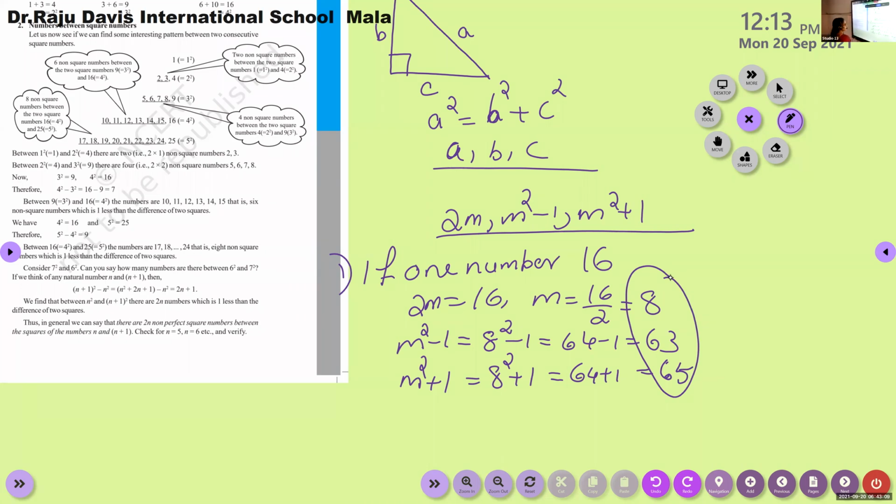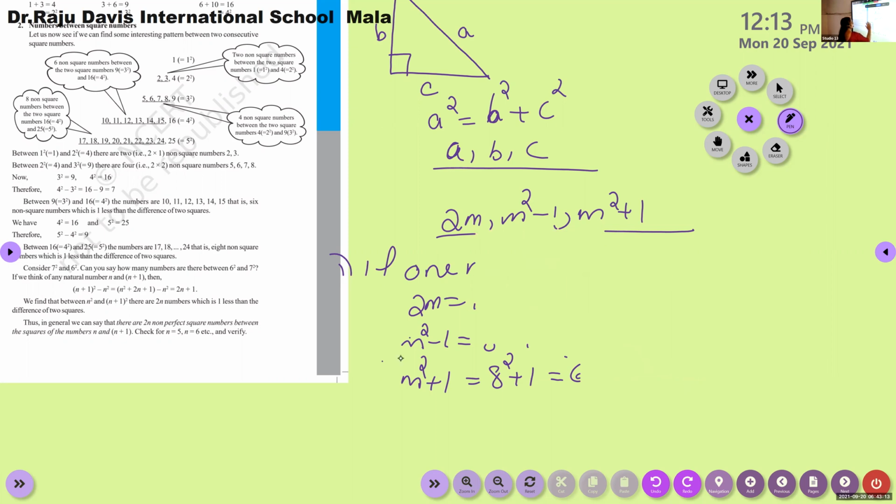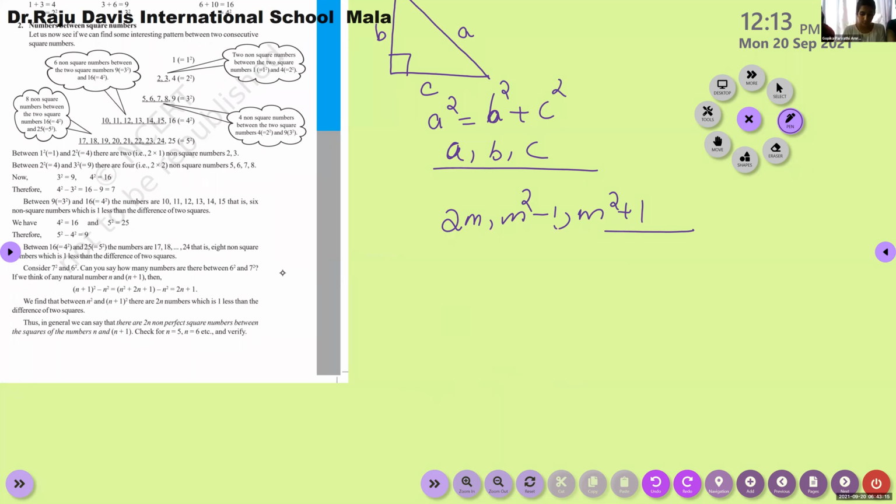Okay, one more question. Find the Pythagorean triplet if one number is 15. Ma'am, Pythagorean triplets are 16, 63, and 65, right? Correct, 16, 63, and 65, not 8. Sorry, 8 is m. The triplet has 2m, and 2m is 16. Many gave the correct answer.